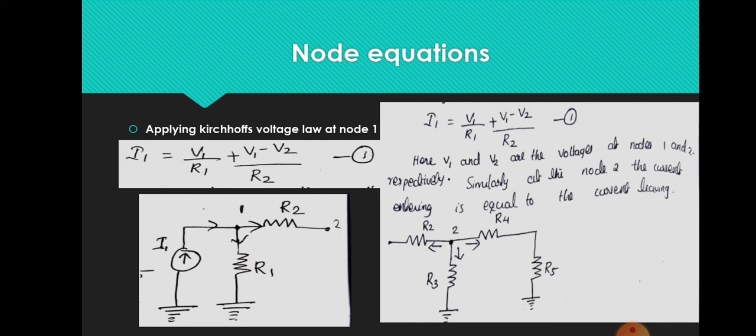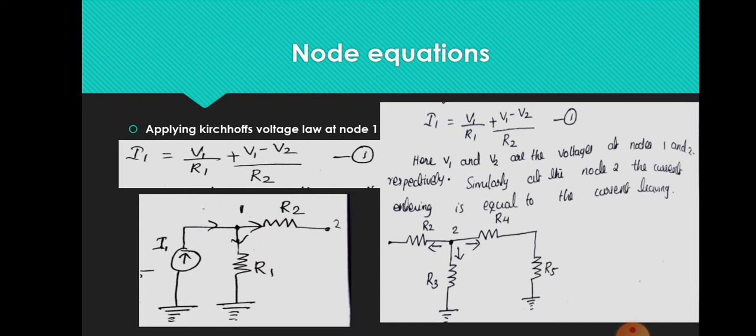So by applying Kirchhoff's current law, I1 equals V1 by R1 plus, what is the current through R2? The current through R2 is V1 minus V2 by R2, right? That is, I1 equals the current through R1 plus the current through R2. That is our equation by Kirchhoff's current law. The current through R1 is V1 divided by R1, the voltage at node 1 divided by resistance, and the current through R2 is V1 minus V2 by R2.